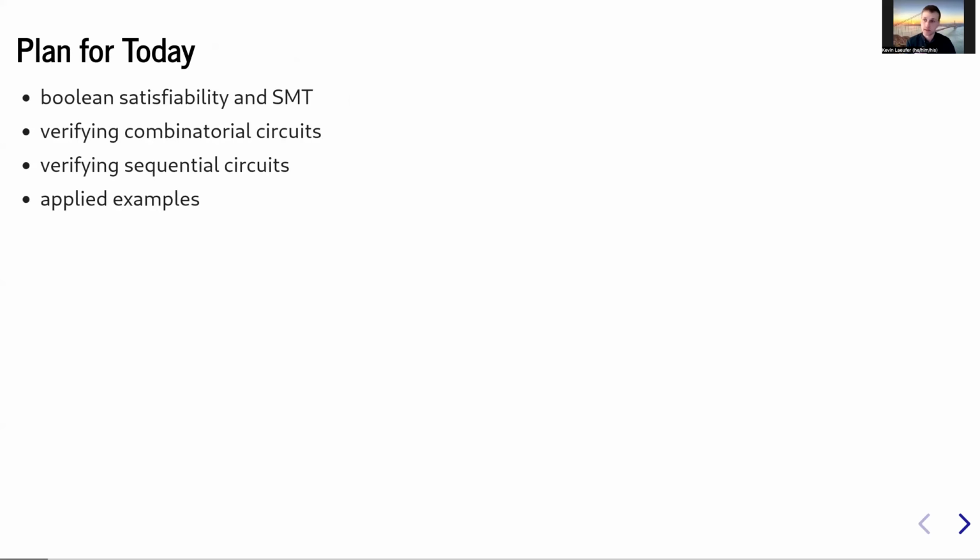Now let's talk about what exactly we're going to cover today. First, we're going to talk about Boolean satisfiability and SMT, and I'll explain what that means. Then we'll talk about verifying combinatorial circuits, so circuits without state elements, and then verifying sequential circuits, so what happens if we add registers or memories. And then I'll go through an applied example.